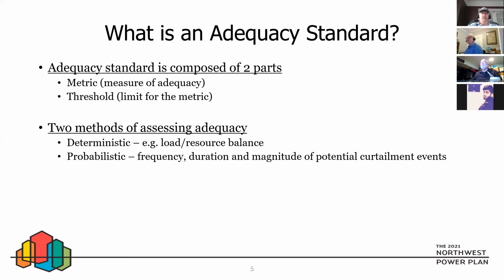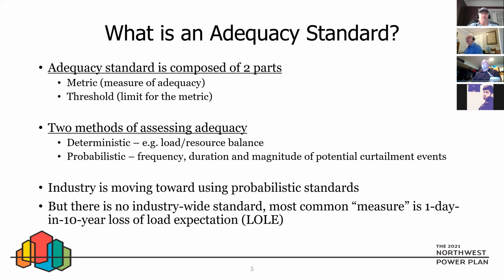Most people now, most utilities in the world, are moving toward probabilistic metrics, where they measure some form of frequency, duration, and magnitude of potential curtailment or shortfall events. However, nobody is actually quite there yet. While the industry is moving toward probabilistic metrics, the most commonly used measure, I'm sure you've heard of this, is the 1 in 10 year LOLE, loss of load expectation. But in the IEEE committee that I chaired a couple years ago, I'm still a member of the Resource Adequacy Working Group.